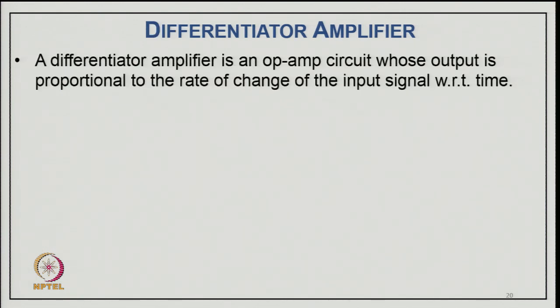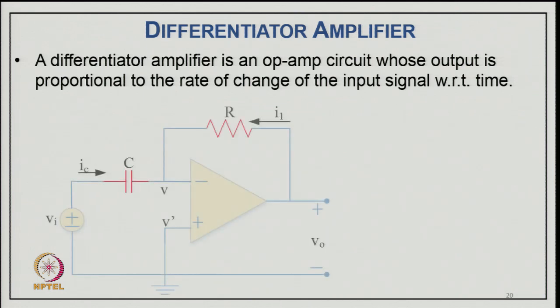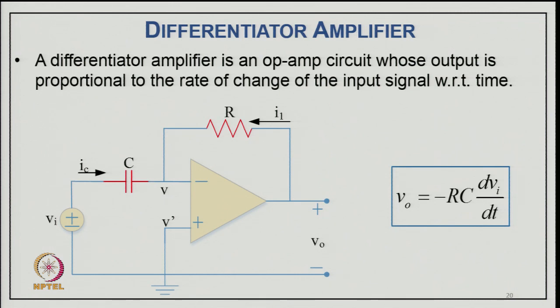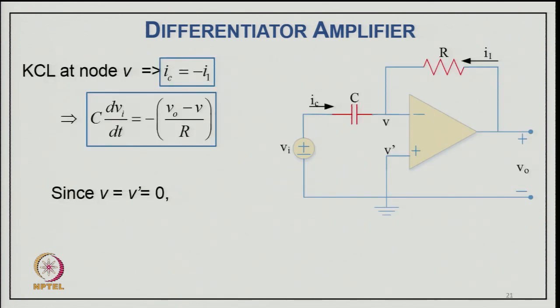A differentiator amplifier is an operational circuit whose output is proportional to the rate of change of the input signal. So we connect a capacitor at the input, that is the change we make to realize the differentiator. So, here V0, the output, equals minus RC into dVI upon dt, to represent the differentiation, and the derivation is here. Again both input terminals are virtually at the same potential. So, we can say KCL at the V terminal, IC equal to minus I1, and IC equals C dVI upon dt, the derivative of the input, and the other current will be minus (V0 minus V) upon R, that is the feedback current.